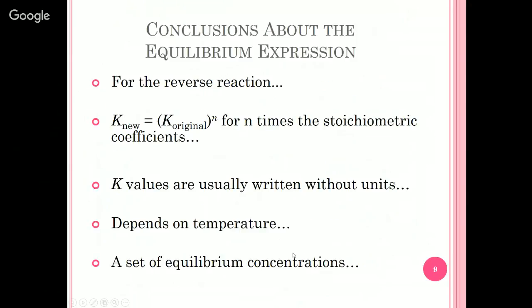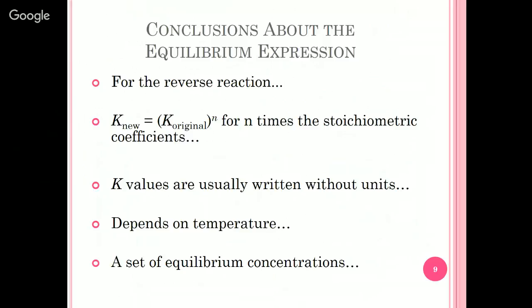Some highlights that we can look at about our equilibrium expression. If we reverse the reaction, that simply means that reactants become products, and products become reactants. If you look at your K value, you can simply take your K and do 1 over K, and that will give you your equilibrium constant for the reverse reaction. So it's a fraction.